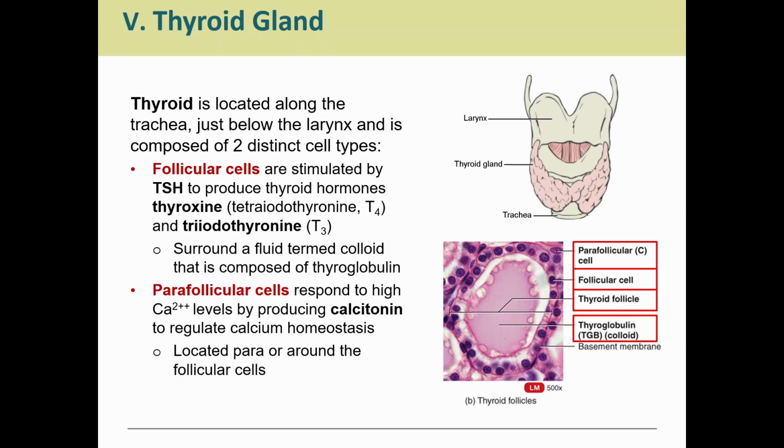So when we have high calcium ion levels, then calcitonin is produced, and that is to help lower the blood calcium levels. So that's going to be part of our blood calcium level regulation, right? Homeostasis there. So we see that they're called parafollicular because they are around, right, or next to the follicular cells. So anytime you see para, right, you think around or next to.